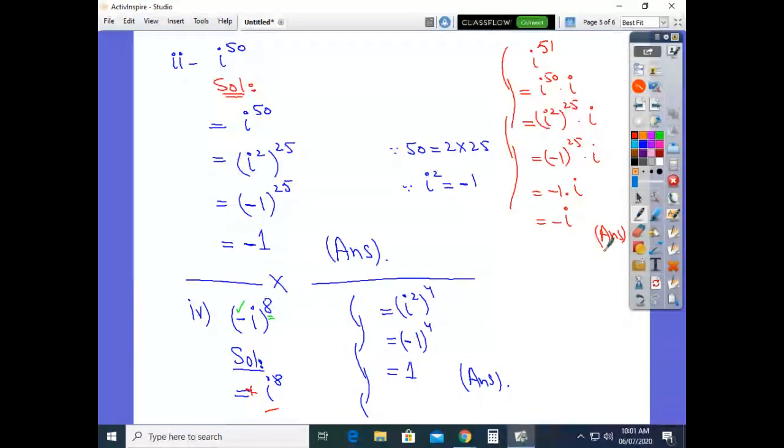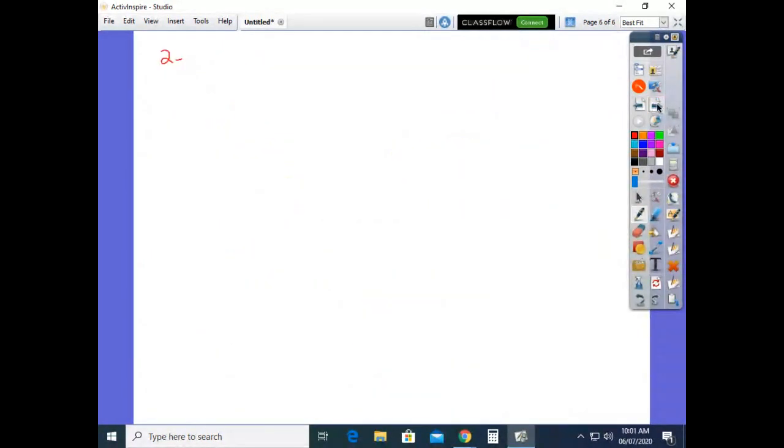Okay, now we move on to the next question. The next question is question number 2. Question number 2, write the conjugate of the following numbers. Here we write only the conjugate of the following numbers.